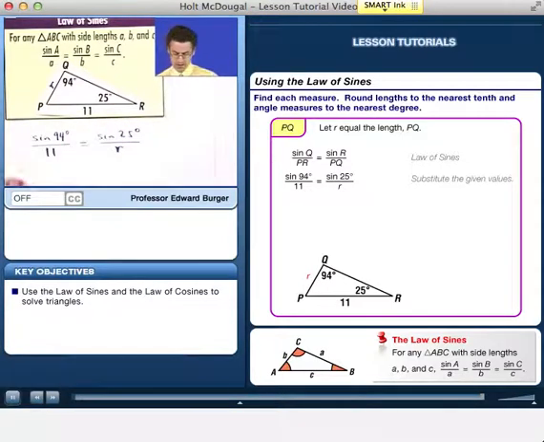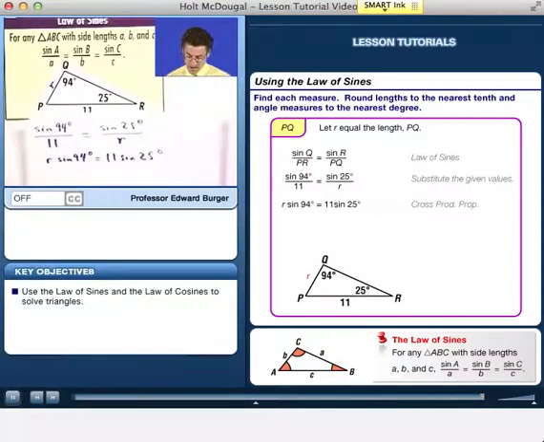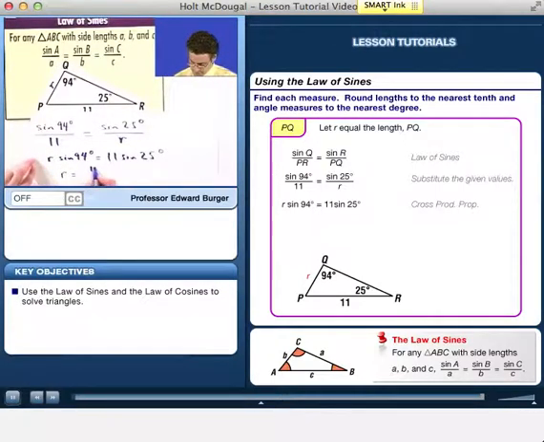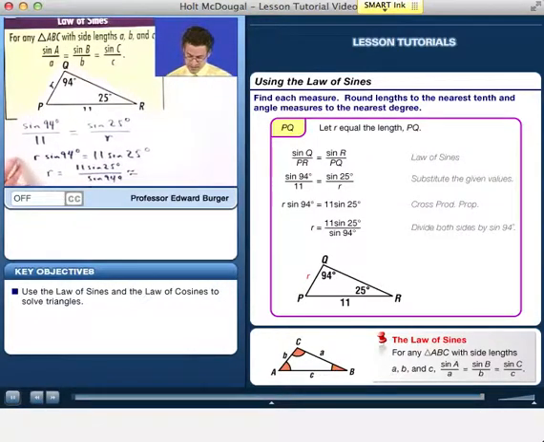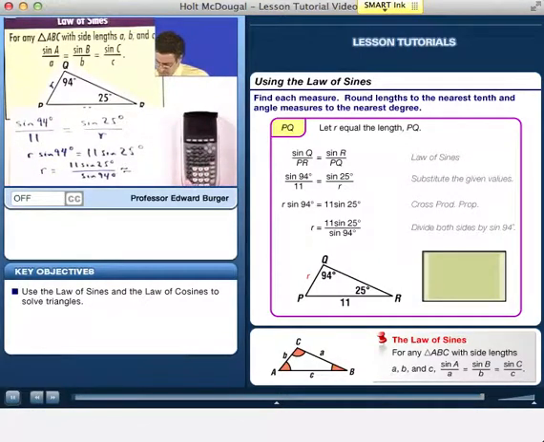So I can use the cross product to actually solve this, and if I use the cross product, I'd see that r times sine of 94 degrees will equal 11 times the sine of 25 degrees. And if I divide both sides by sine of 94, then I see that r is equal to 11 times the sine of 25 degrees divided by the sine of 94 degrees. And now we can actually compute this on a calculator to estimate it. Let's just estimate it to the nearest tenth. And normally I'd say, oh, just do it, and I would just tell you the answer.